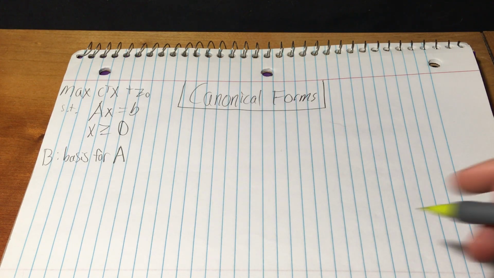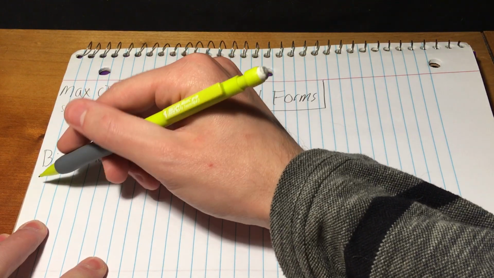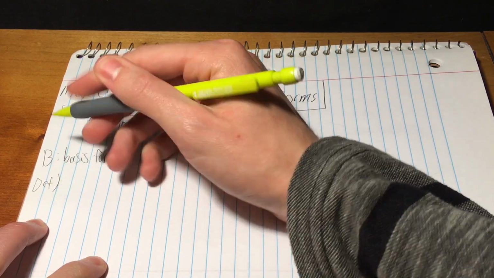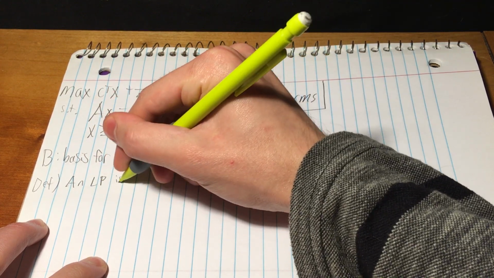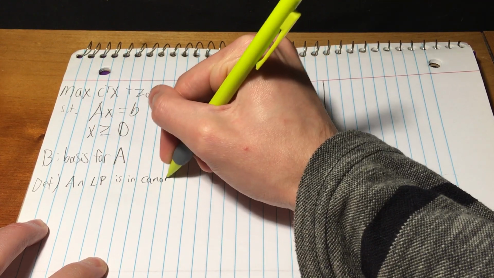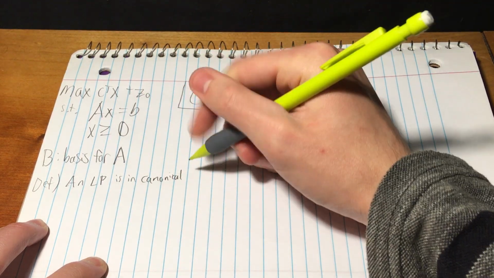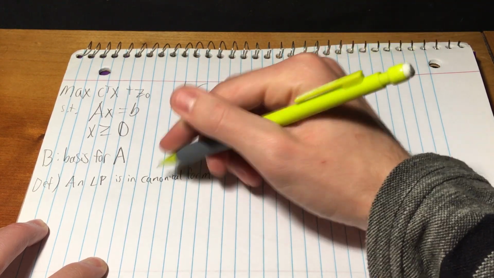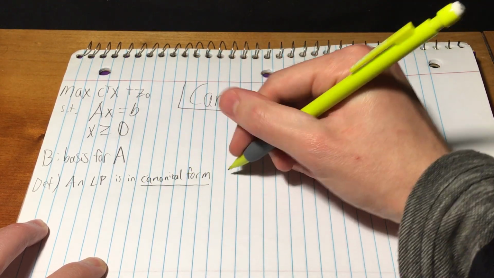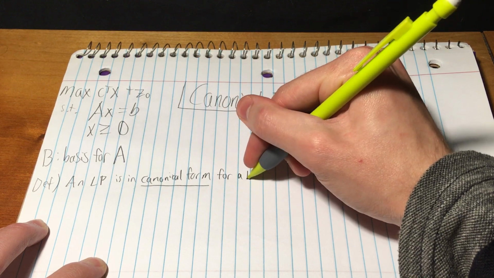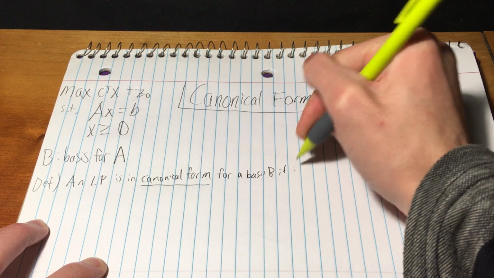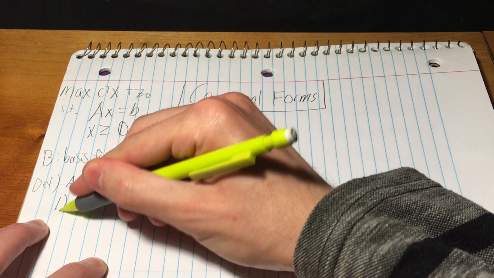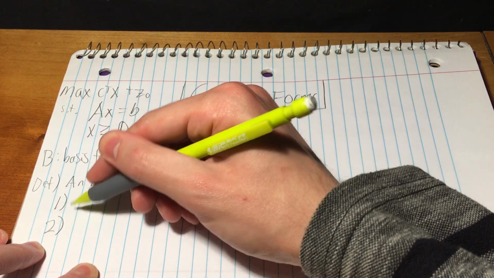But first, it would be nice to know what it means to be in canonical form. So here's a definition. An LP, a linear program, is in canonical form for a basis B if, and there are going to be two conditions, here's condition 1 and condition 2, if both of them hold, then this will apply.